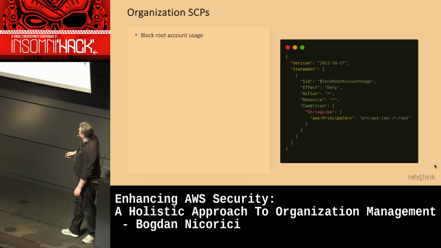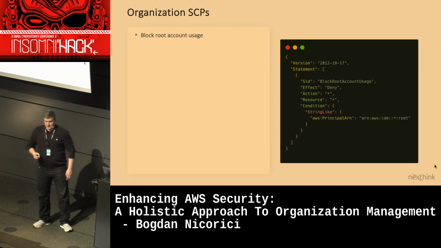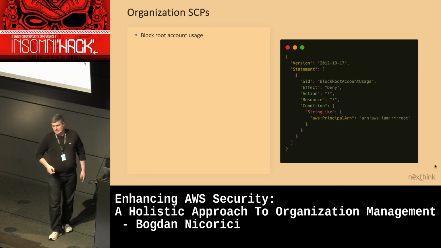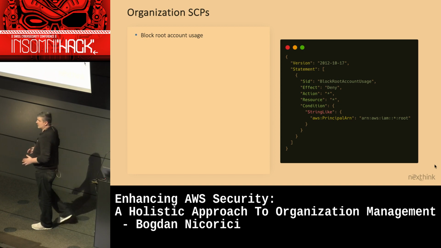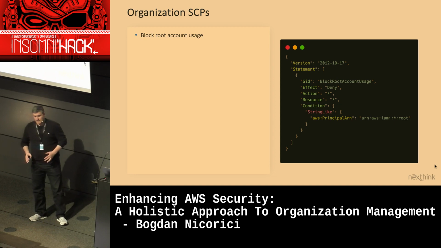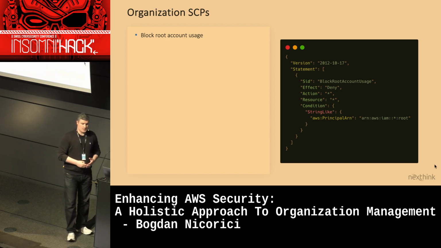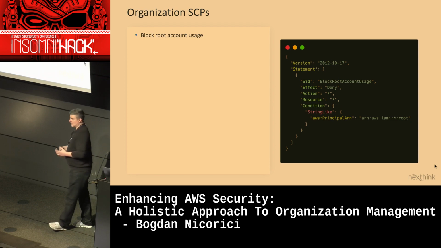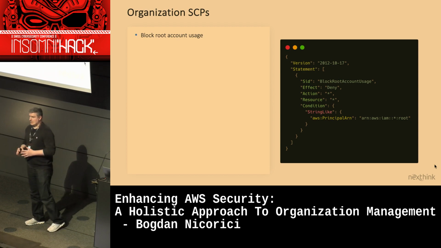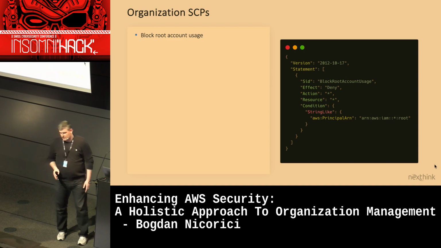So now we'll go a little bit through the basic SCPs that we apply at the organization level. The first one, like I said, is block the root account usage. There's no reason, almost, to use the root account in an AWS organization. If you actually have to do that, it's because either you want to change the name of the account, or the contact email, or the contact information of the account. That's pretty much the only reason you would want to use the root account, which should most probably never happen.